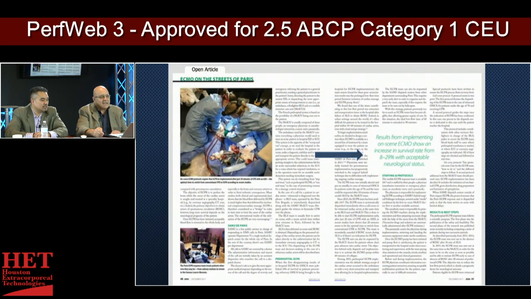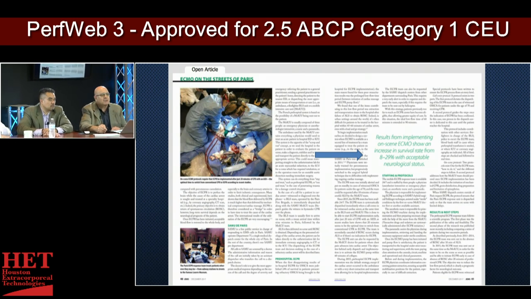Well, that's exactly what it is. So this says the results from implementing on-scene ECMO has shown an increase in survival from 8 to 29% with acceptable neurologic outcomes or status.